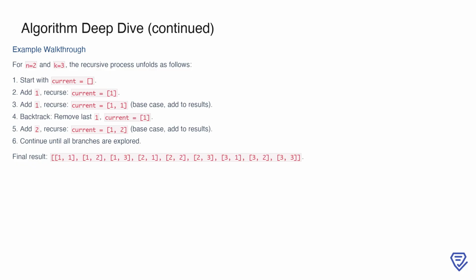Once all options for the first die have been exhausted, we backtrack to an empty list and start with 2, repeating the process for combinations starting with 2. Eventually, we generate every possible outcome, which for this case is [1, 1], [1, 2], [1, 3], [2, 1], [2, 2], [2, 3], [3, 1], [3, 2], [3, 3]. This systematic exploration ensures that no combination is missed.